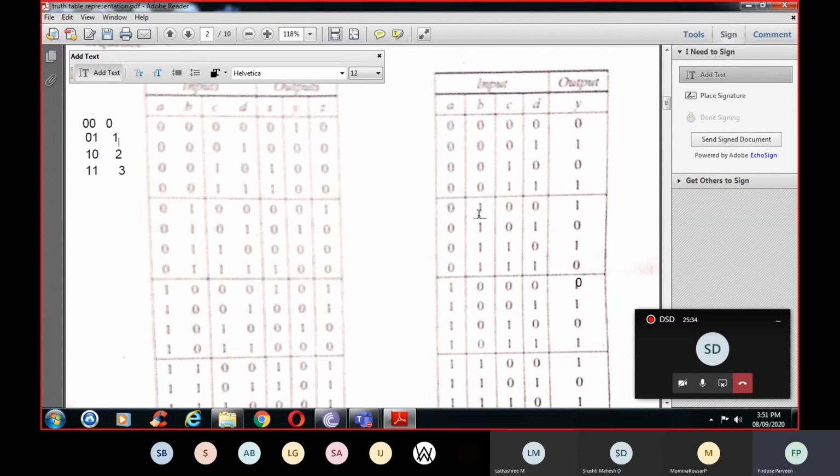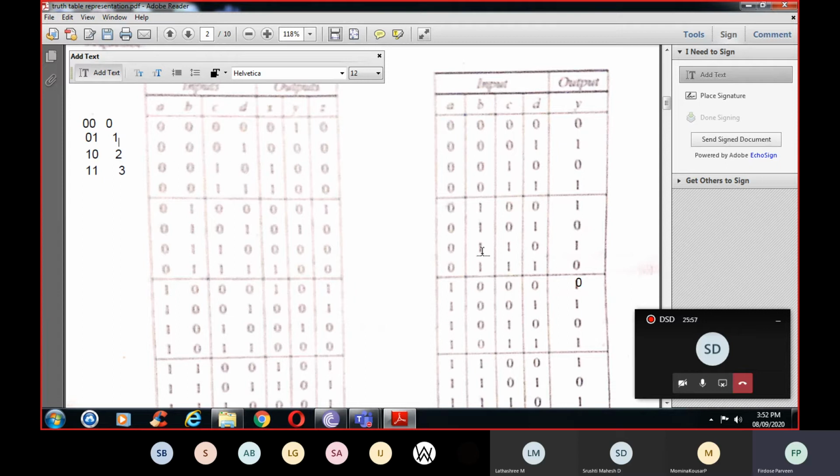Now 0, 1 means 1, and 0, 0 means 0. So 1 plus 0, what is it? 1. So that means it is an odd number, so an output will be generated here. In the same way, this is 1. 0, 1 means 1 and 0, 1 means 1. So 1 plus 1 is 2. It is an even number, so an output will not be generated. So we will be writing 0 here.